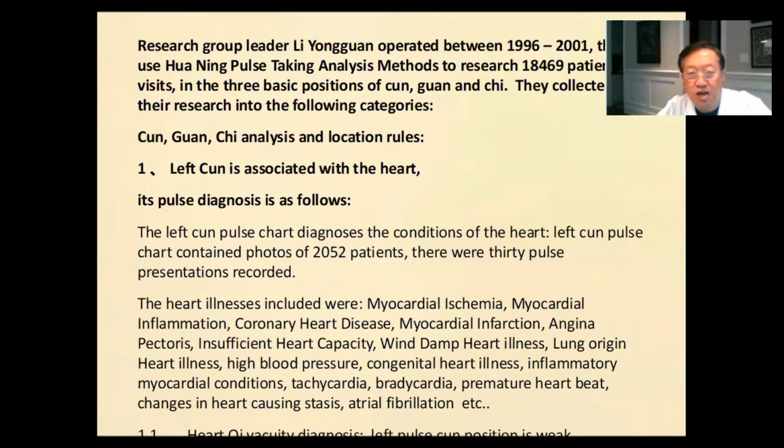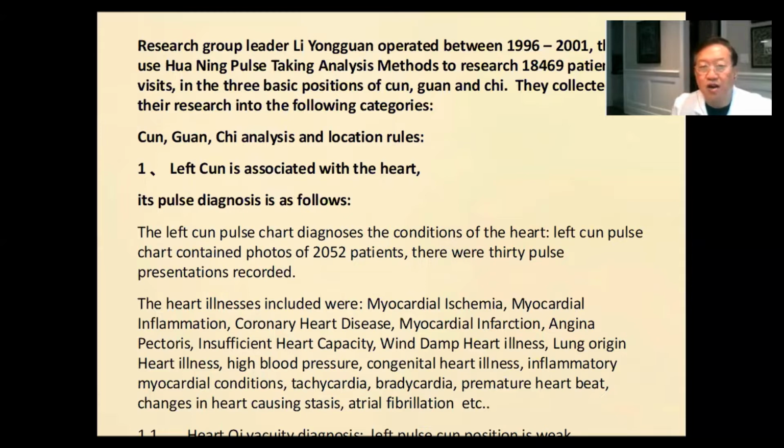Research group leader Li Yongguan operated between 1996 and 2001. They used Huaning pulse-taking analysis methods to research 18,469 patient visits in the three basic positions of Cun, Guan, and Chi. They collected their research into the following categories: Cun, Guan, Chi analysis and location rules.